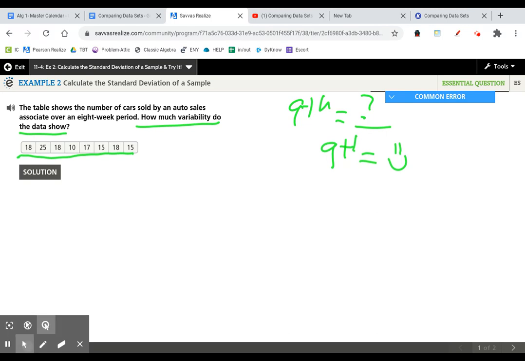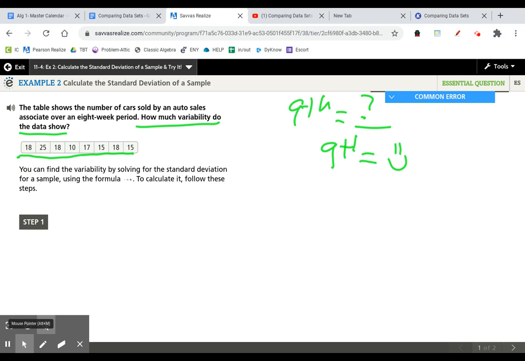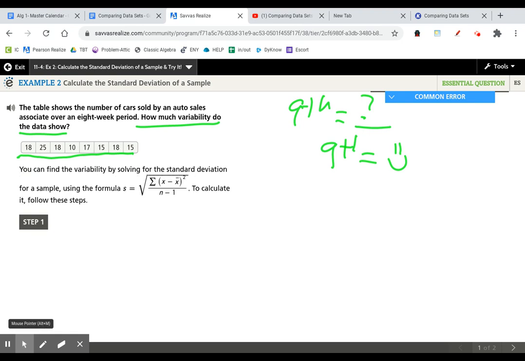What I want to do is walk through this example here. It says, again, you can find this variability by using the formula for standard deviation. So there we have the formula for standard deviation that I showed you on the last page. It is a big mess, right? You have everything that I showed you. We're going to walk through this step by step, okay?